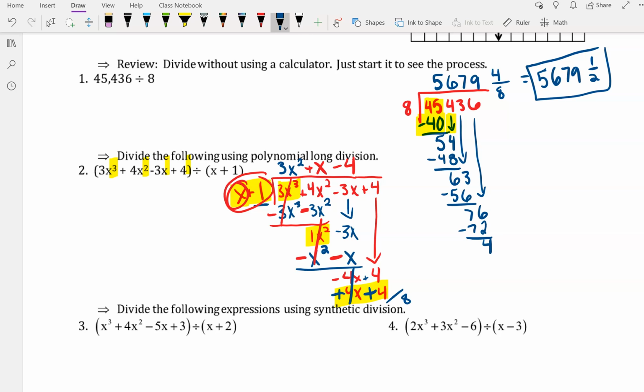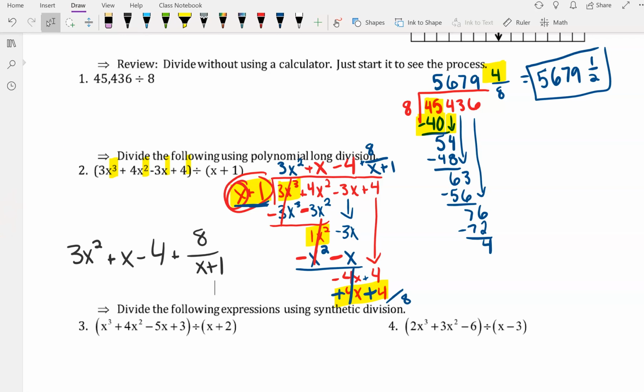All right, just like normal long division, the remainder goes on top of whatever the divisor was. The divisor was x plus 1. I'll just put a little plus sign in front of that. So my answer is a little ugly. I apologize. My answer is 3x squared plus x minus 4 plus 8 over x plus 1.